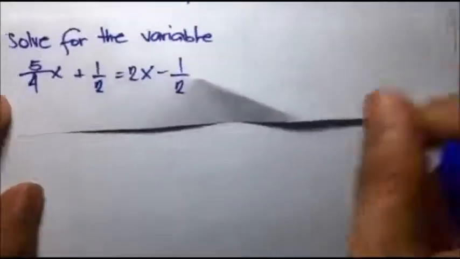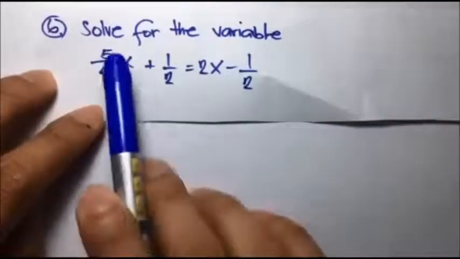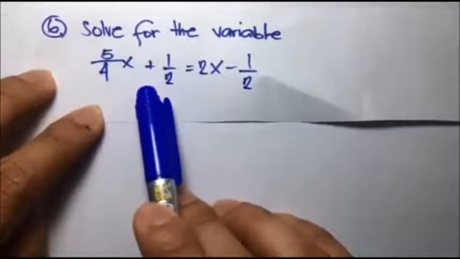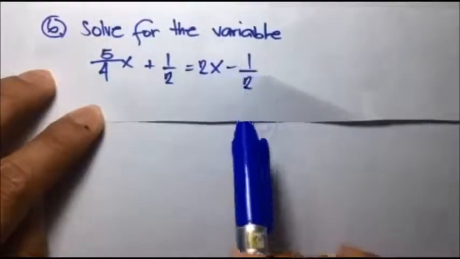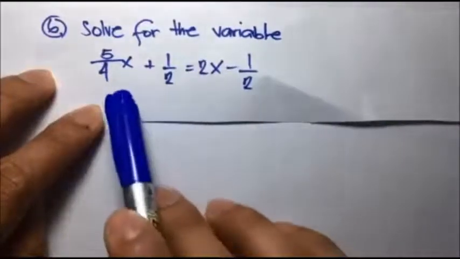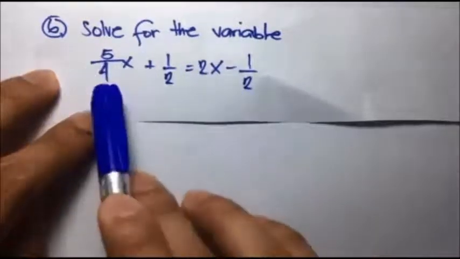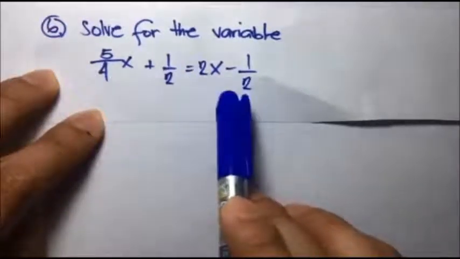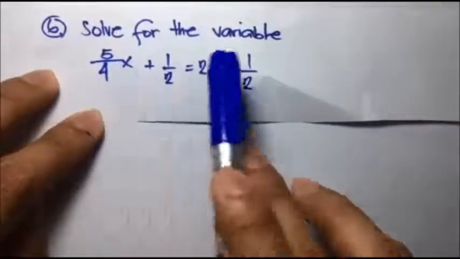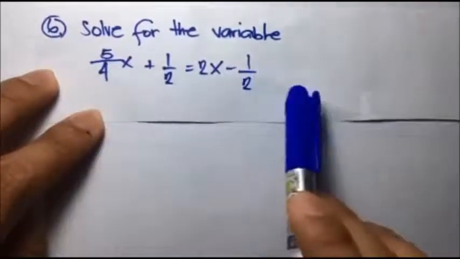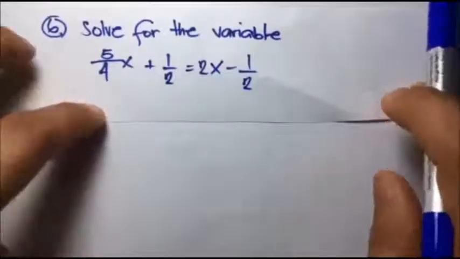Okay, example number 6. Solve for the variable. We have 5/4 x + 1/2 = 2x - 1/2. To get rid of these fractions, we are going to multiply both sides by the LCM. What is the LCM or LCD of 4 and 2? It is 4, right? So we're going to multiply both sides by 4.